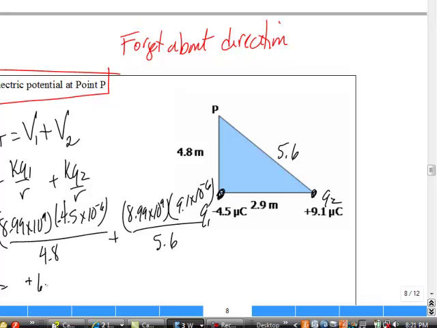When I got my math, I got 6181 volts here. Hopefully that is the correct answer. I'm going to double check myself as I try to fill in some time here to make sure I'm doing it right. But I think I did.